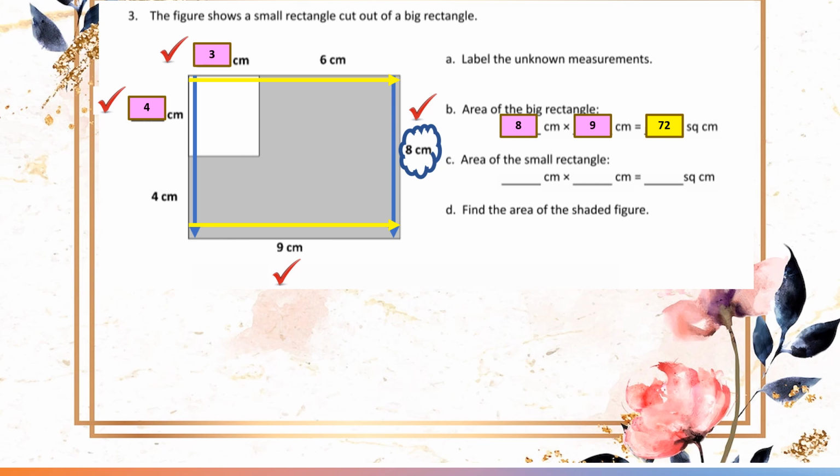Now, letter C asks us to find the area of the small rectangle. Well, by filling in those measurements that were missing, we actually labeled the length and the width of the small rectangle. So the length is 4 centimeters and the width is 3 centimeters. So that means that the area of the small rectangle can be found by multiplying 4 times 3. And what's 4 times 3? Well, if you said 12, you're absolutely correct.